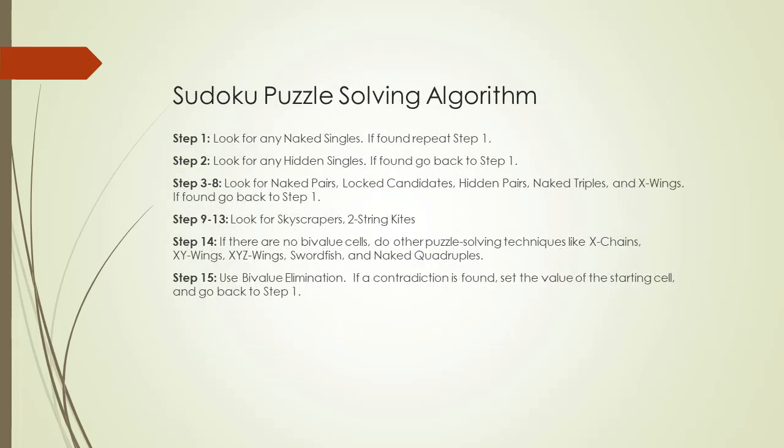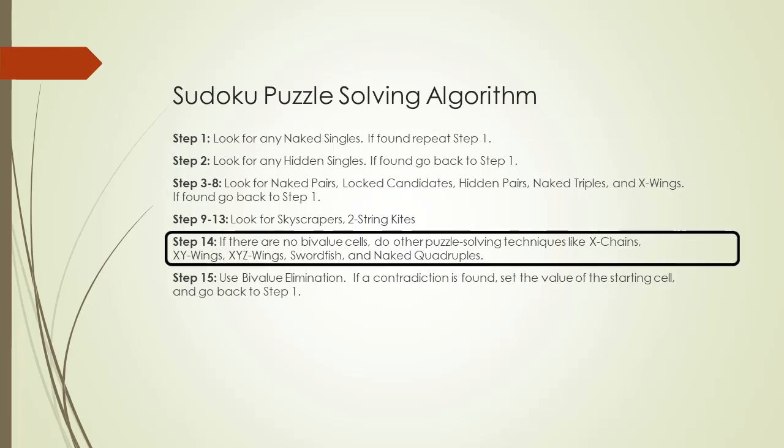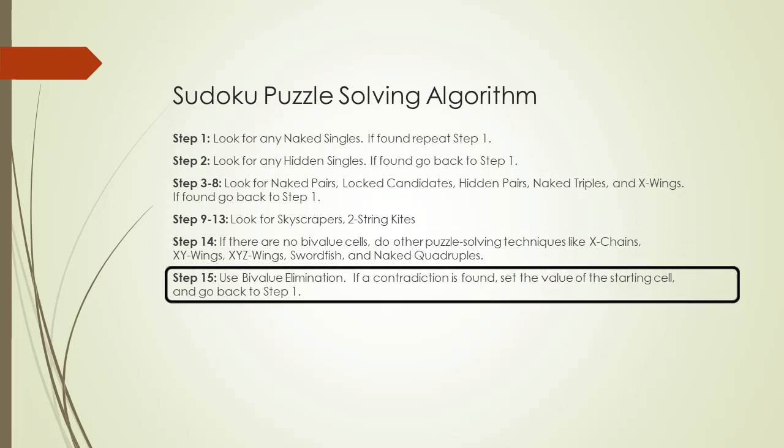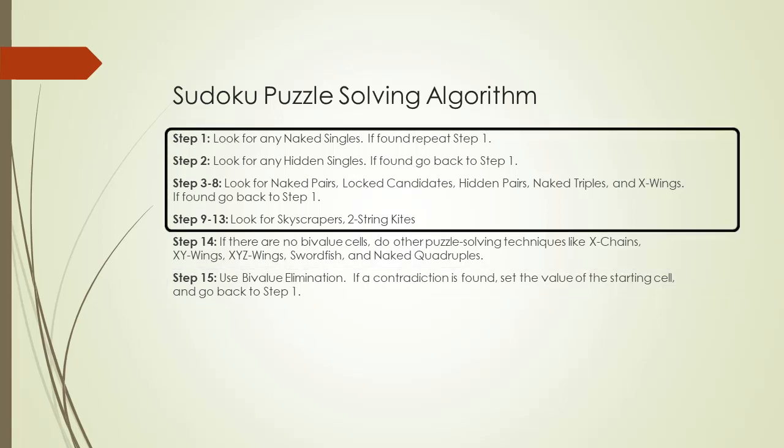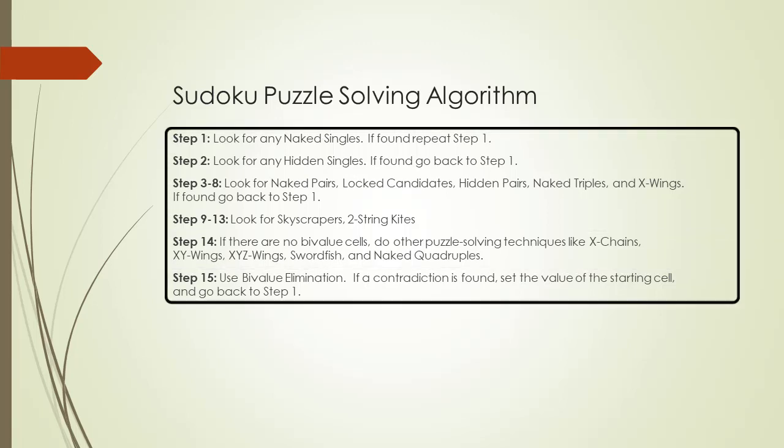Here is the Sudoku puzzle solving algorithm we will be using in this video. First, we clear off the easy stuff. If there are no bivalue cells, then we try using additional puzzle solving techniques. Once we have bivalue cells, we do bivalue elimination. If we find a contradiction, we set the starting cell value and we go back to step 1 and clear off the easy stuff again. We keep repeating the process until the puzzle is solved.